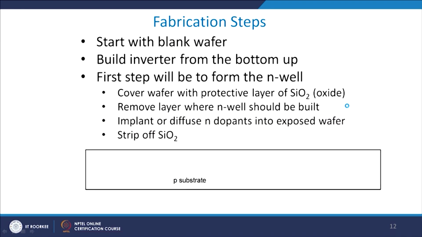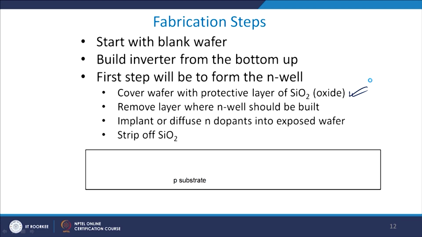Let me start off with a blank wafer and let me enumerate the fabrication steps which are there. We start with the blank wafer and build the inverter from bottom to top. The first step is to form an N well: cover the wafer with protective silicon dioxide, we discussed this point. Remove the layer where the N well should be built, I think that is clear why. So, remove the layer where you plan to have the N well, and implant or diffuse dopant into the exposed wafer, so that you appropriately change it to N type or P type, and then strip off the silicon dioxide.